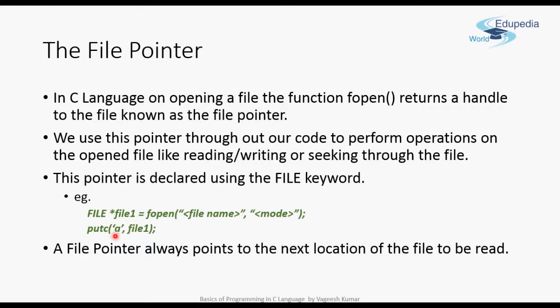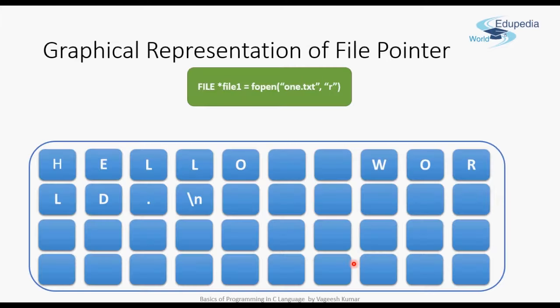that you have declared over here. So if you want to write a character, small a, to the file, you will pass the file pointer over here in these functions. A file pointer always points to the next location of the file to be read or written. So whenever you read from a particular location, your file pointer starts pointing to the very next location of the file. We will also see this in a well illustrated animation in a few slides.